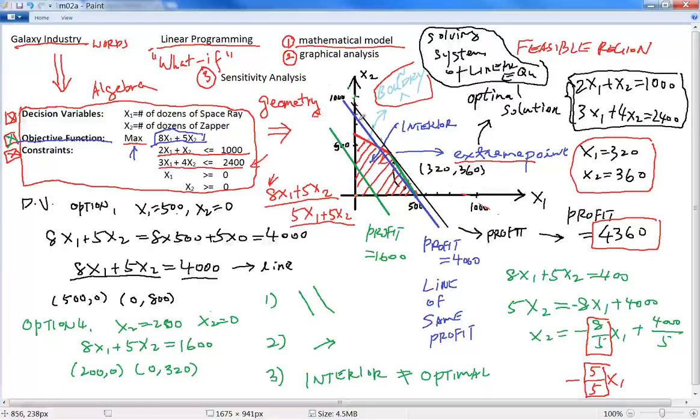So imagine if you reduced the space rate profit to a certain degree, this line of same profit might turn enough to coincide with one of the edges. So in that case, the whole edge will become optimal solutions.